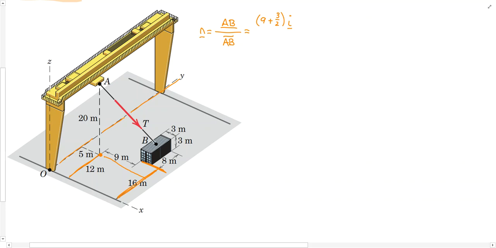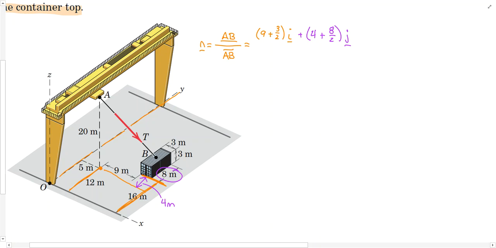So as I go forward from A to B, I'm going to travel by this distance, which is 4 meters, and then I'll go half of that 8 meter distance since I have to get to the center of the container crane top. So this is plus 4 plus 8 over 2 in the j direction. Again, that 4 meter distance could be thought of as that 16 minus 12, where this is the 16 and that's the 12.